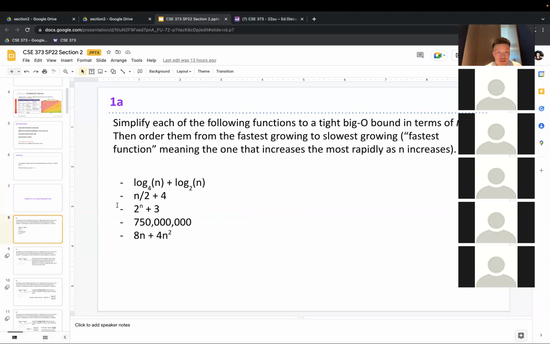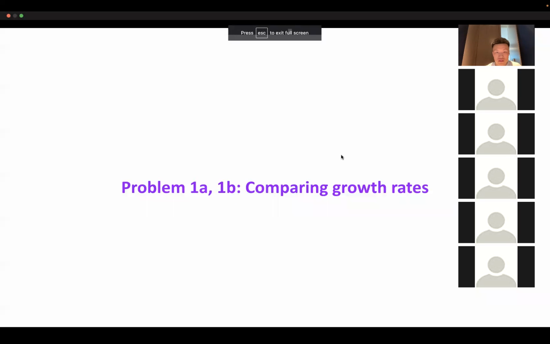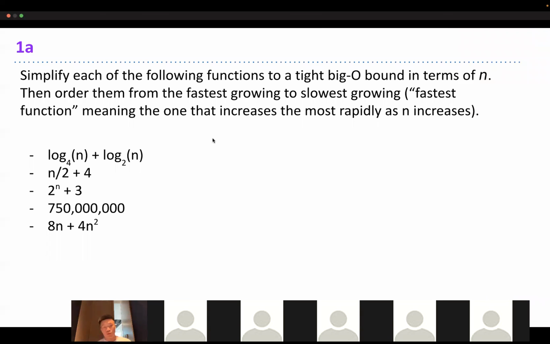All right, so comparing growth rates. For the first problem, 1A, we're supposed to simplify each of the following functions to a tight big O bound in terms of n. Then order them from the fastest growing to slowest growing. Fastest function means the one that increases the most rapidly as n increases. So this is super confusing wording, because if it's a fast growing function, it means it's actually really slow.